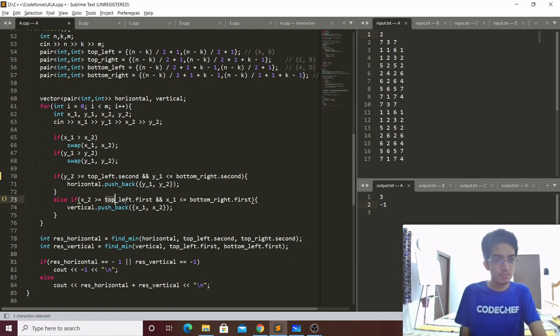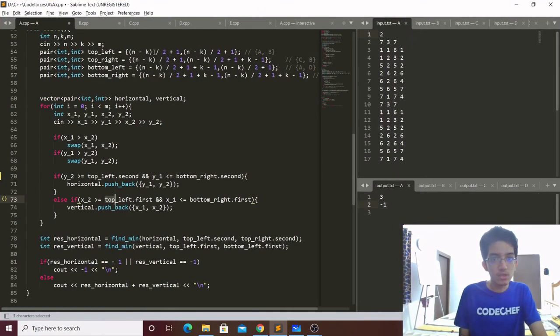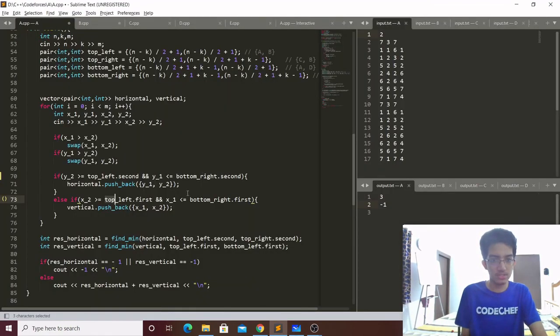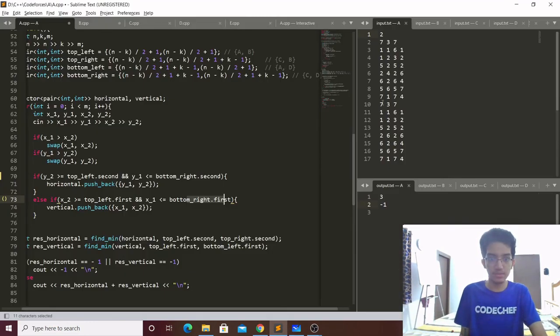x2 is greater than or equal to top left dot first. What is top left dot first? Top left dot first is a. So x2 should be greater than or equal to a. And x1 is less than or equal to bottom right dot first. What is bottom right dot first? Bottom right dot first is c. So x1 should be less than or equal to c, as we derived over here. If that is the case, this snake is useful in protecting us from vertical arrows, and we concern ourselves only with the first coordinate, as I've already mentioned before.